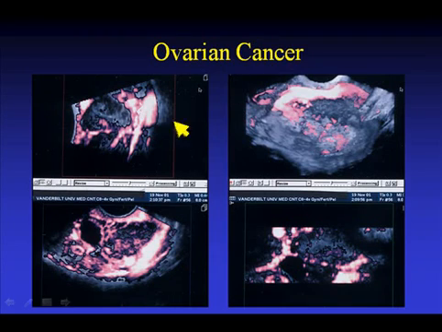And this is an example of an ovarian cancer. In this plane, we can see the tumor here. In this combined grayscale and 3D color Doppler, we can see abnormal vessels in the area of the tumor. We can see in this plane the internal vessels that are shown very nicely on this image.